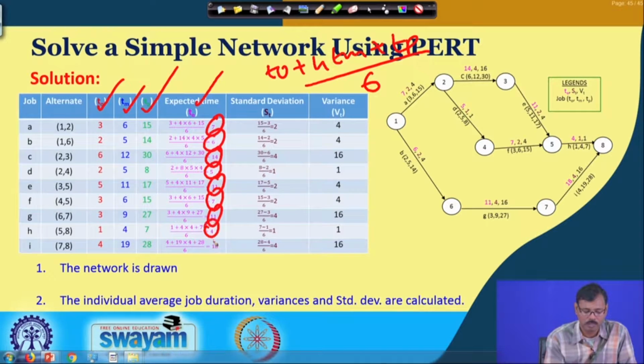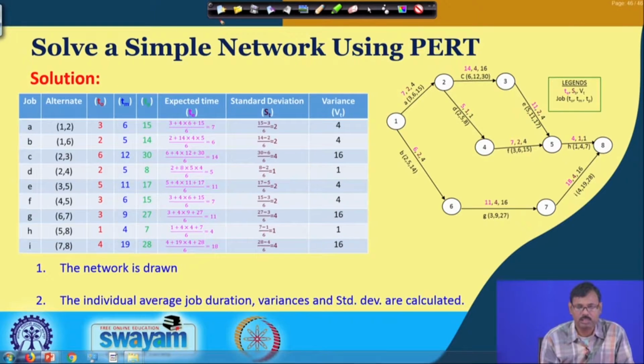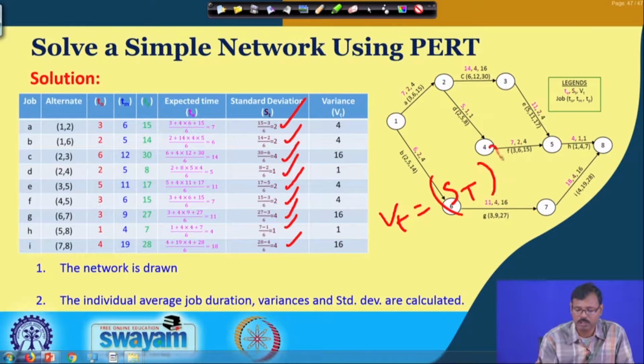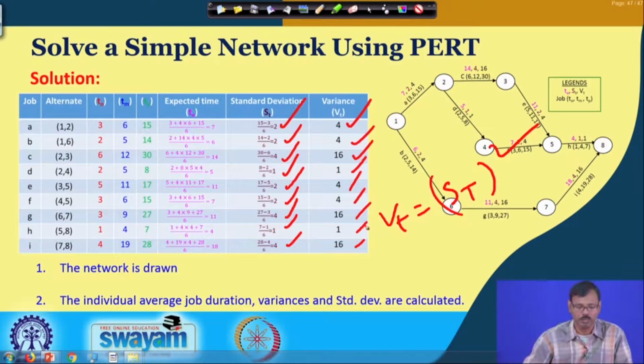The standard deviation of each job can be determined by TP minus TO divided by 6. So, using this formula we have calculated the standard deviation for each and every activity, and those are presented in this table. And variance is nothing but the square of the standard deviation. So, by squaring this we have obtained the variances of each and every activity, which are tabulated here.